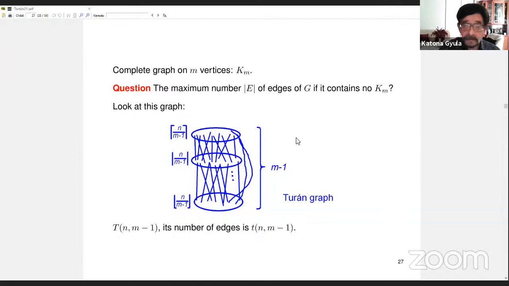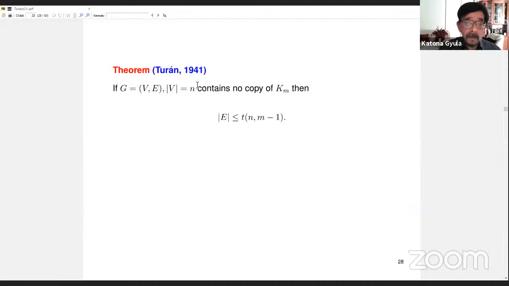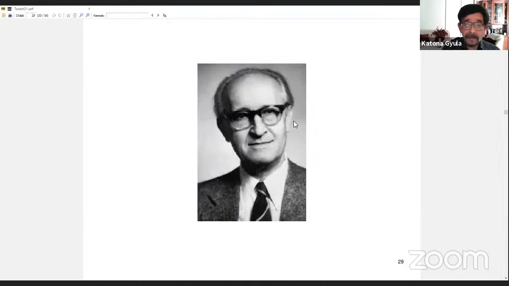And so Turán proved this theorem that this is the best graph. If the graph doesn't contain a complete graph on m vertices, then it cannot have more edges than this graph here. And this is Paul Turán.